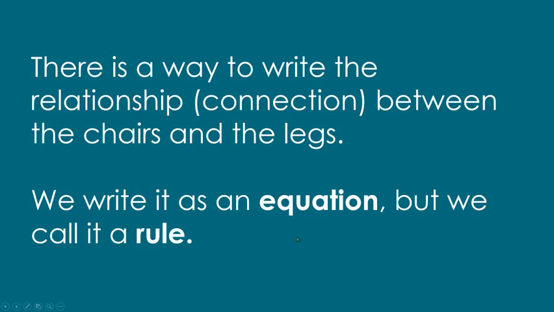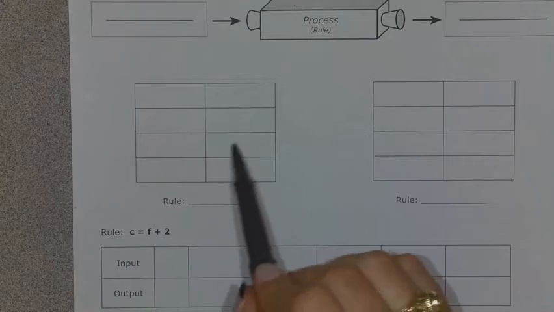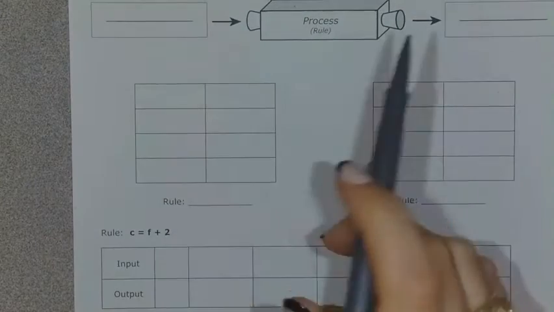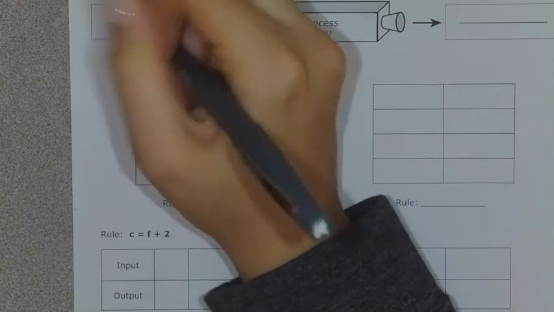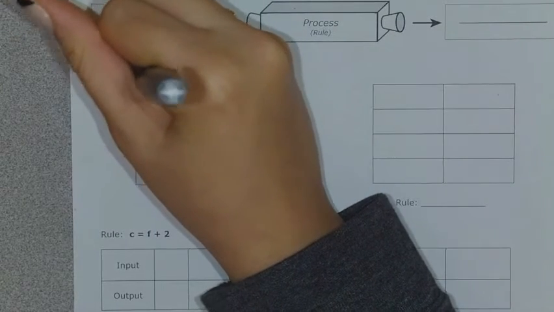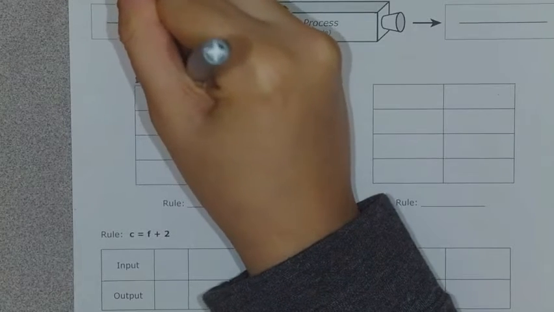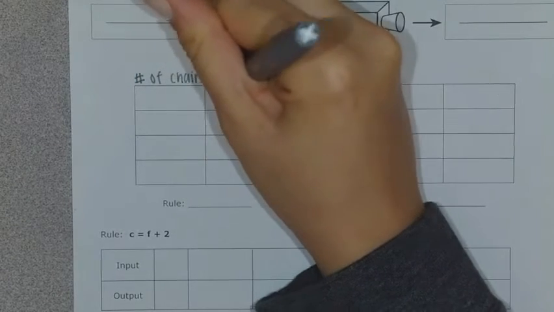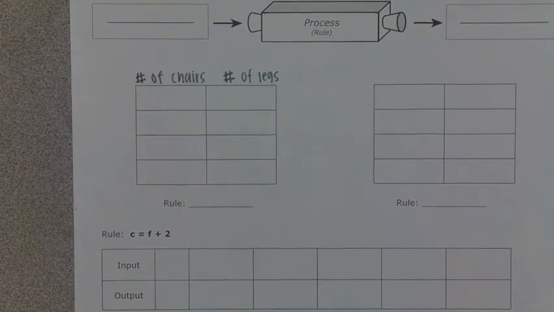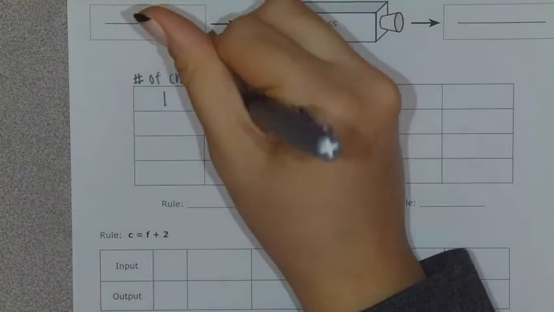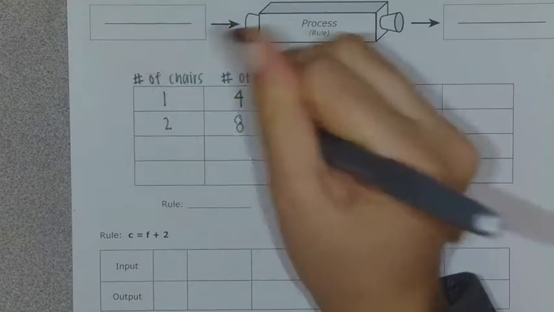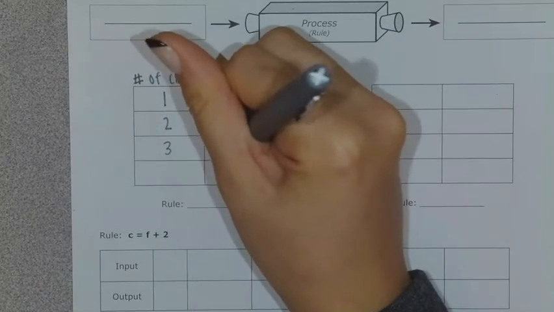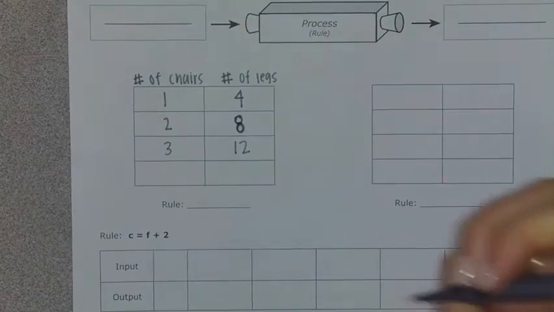So let's take a look at our notes. On our notes, we're going to be starting with this box right here. We'll come back up to the top in just a second. I've got a left side and a right side. We're going to label the left side as the number of chairs and the right side as the number of legs. We said when there was one chair, there were 4 legs. When there were 2 chairs, there were 8 legs. And when there were 3 chairs, there were 12 legs. And that's as far as we got.